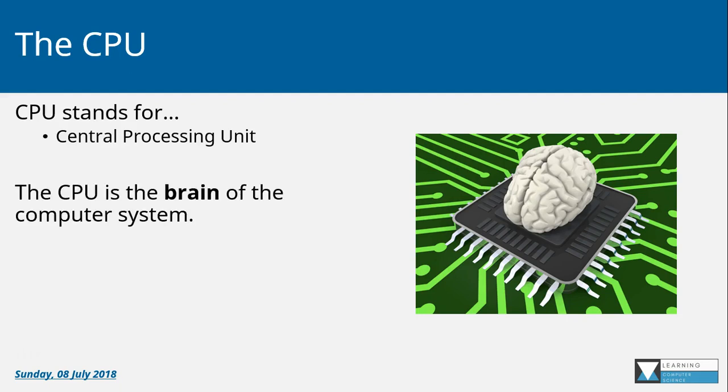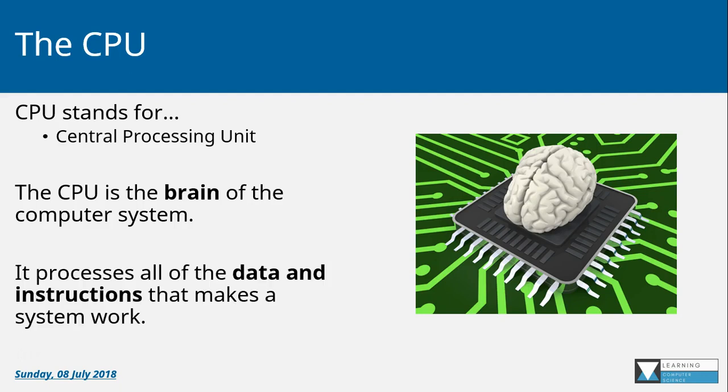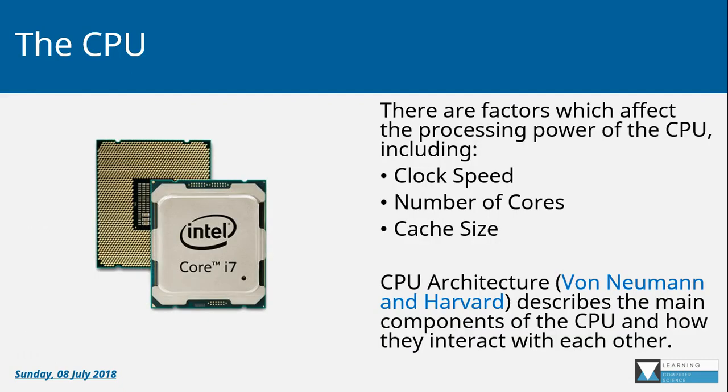Okay, so CPU stands for Central Processing Unit. You may have heard that before. The CPU is sometimes considered as the brain of the computer system because it basically does all of the processing. It processes the data and the instructions. They're all needed in order to make this system work properly. Some of the factors that may affect the processing power of the CPU include the clock speed, the number of cores, and the size of the cache. Now we're going to actually look at these in a later video.